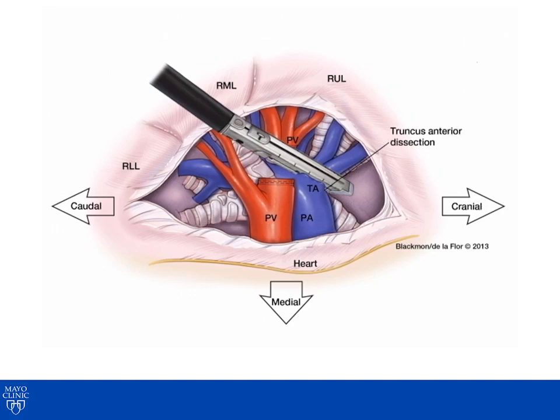When you're dissecting the truncus anterior branches of the superior right upper lobe for a right upper lobectomy, these branches may bifurcate early or late.